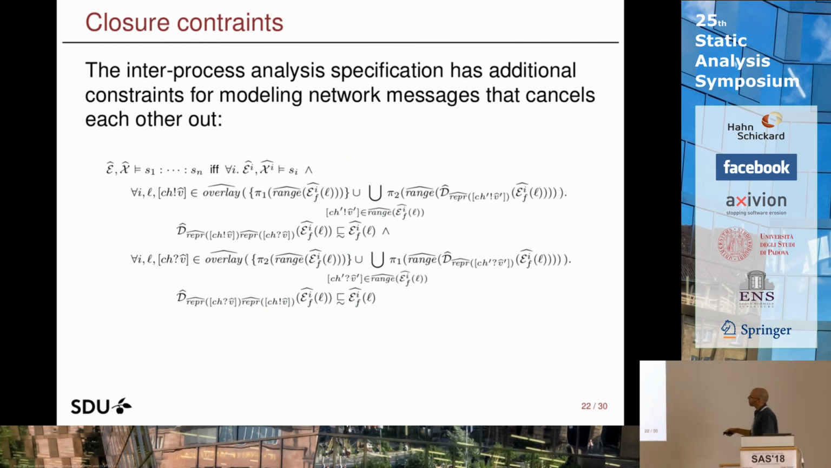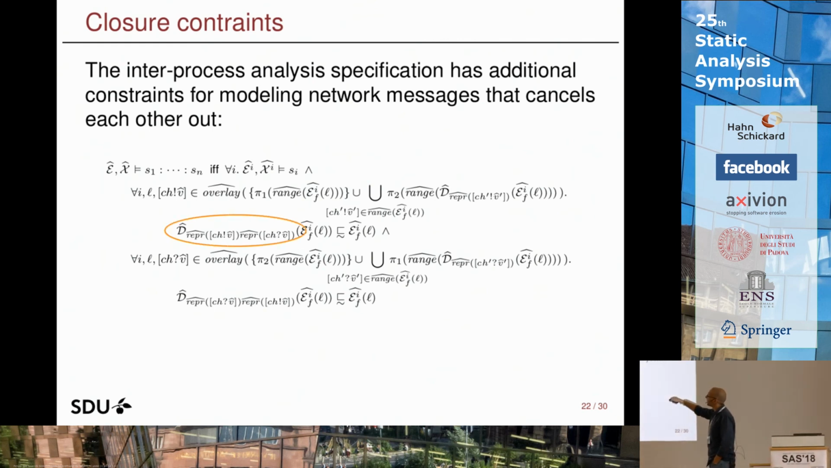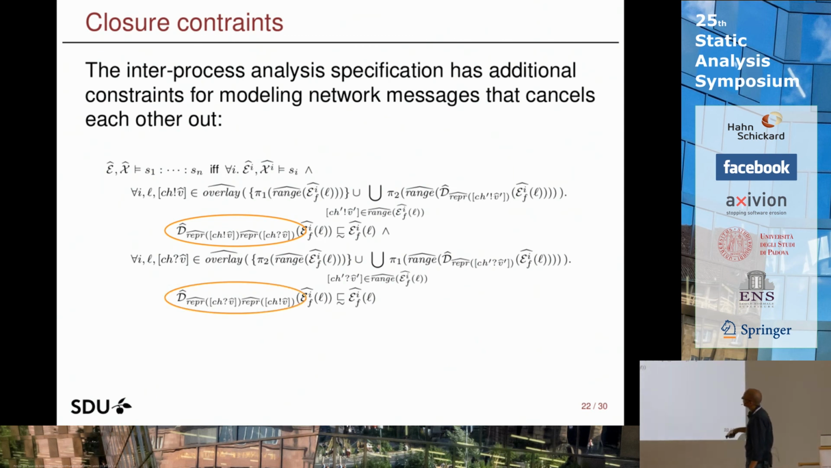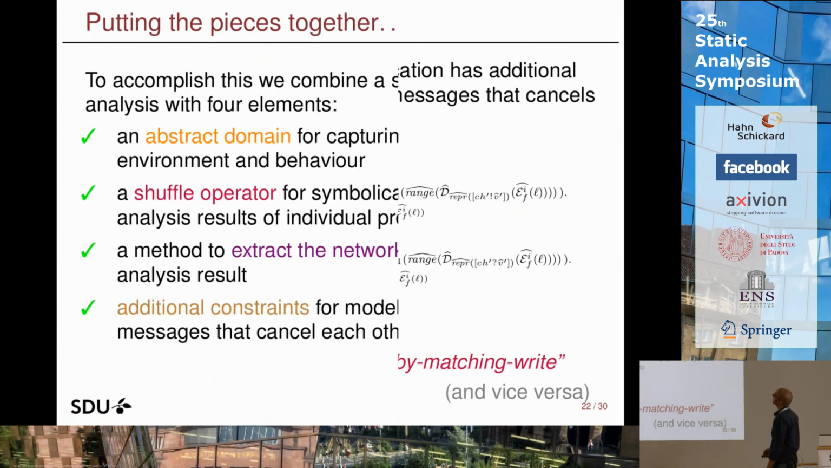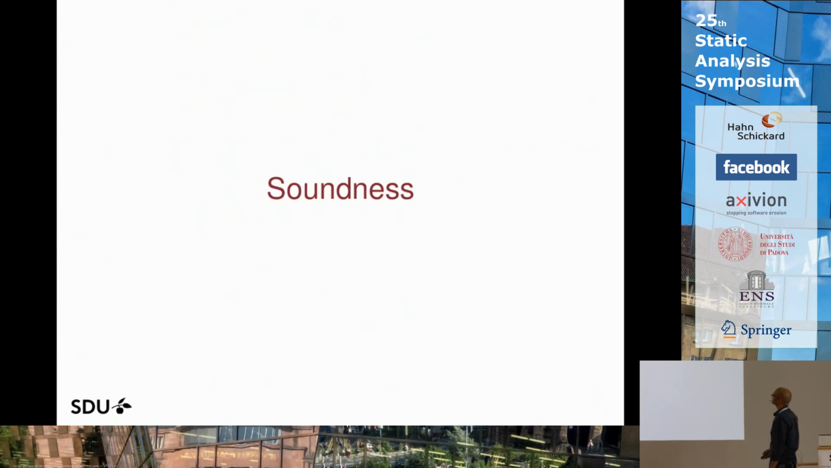All right, so the closure constraints express this concern that we had, that if we have one process and 2 other processes communicate underneath our feet, one write matching up with a corresponding read, that shows up as these reads and writes in a derivative formulation. So closure under read followed by matching write and vice versa. All right, so those are the pieces.